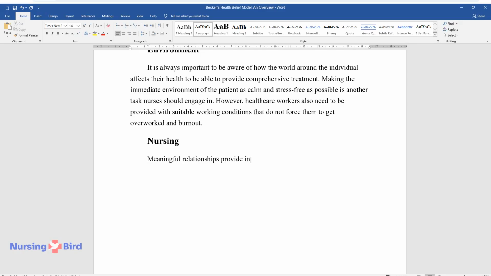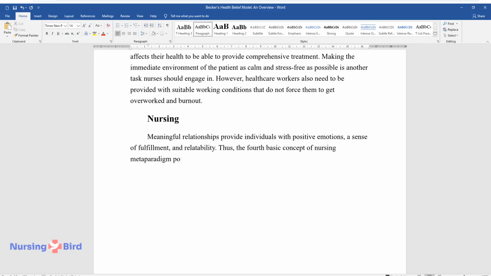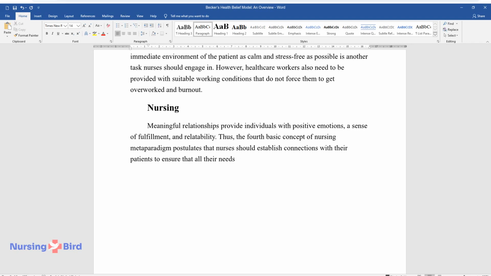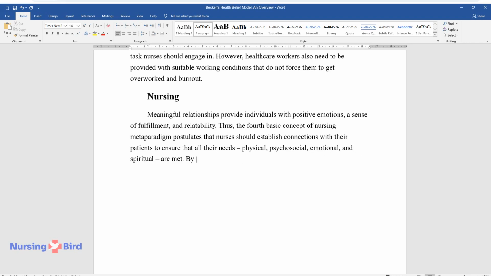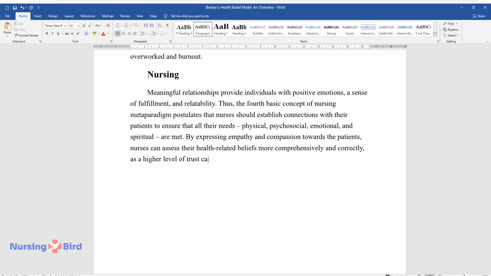Meaningful relationships provide individuals with positive emotions, a sense of fulfillment, and relatability. Thus, the fourth basic concept of nursing metaparadigm postulates that nurses should establish connections with their patients to ensure that all their needs, physical, psychosocial, emotional, and spiritual, are met. By expressing empathy and compassion towards the patients, nurses can assess their health-related beliefs more comprehensively and correctly, as a higher level of trust can be reached.